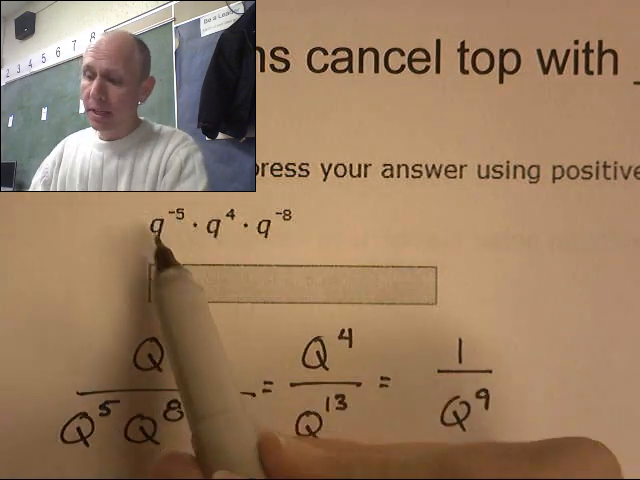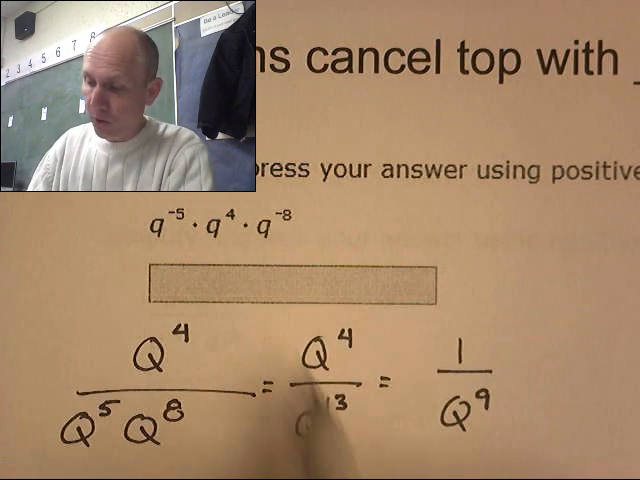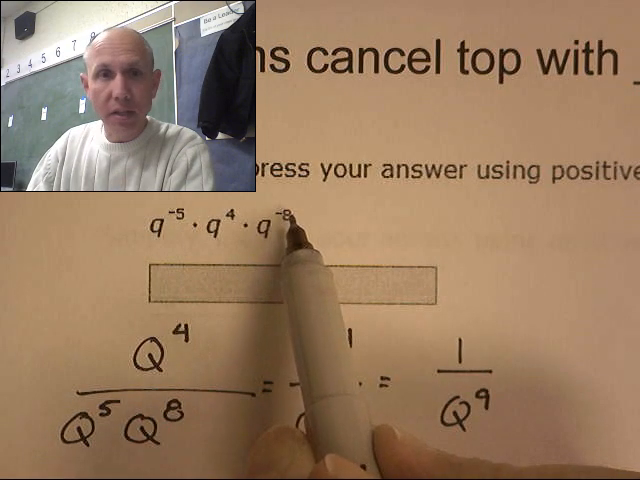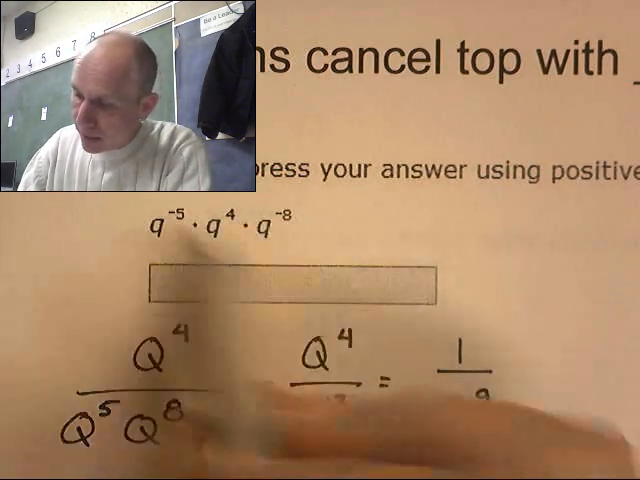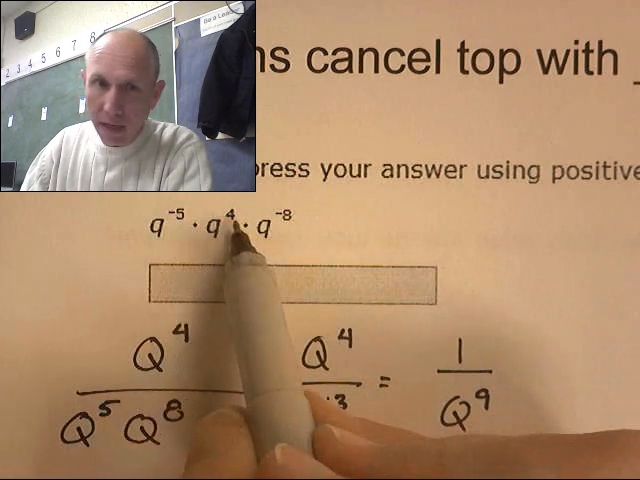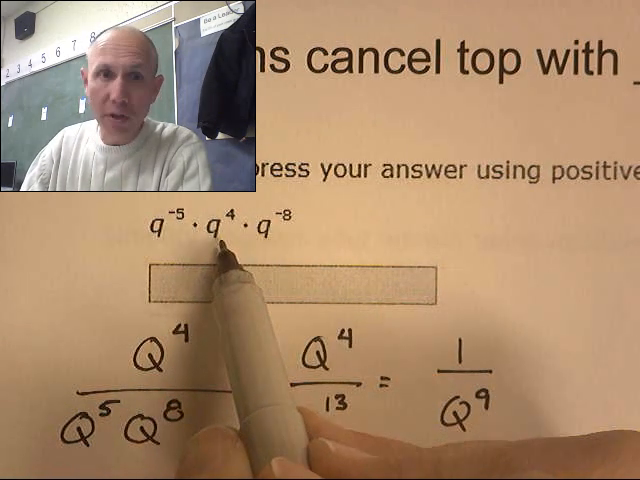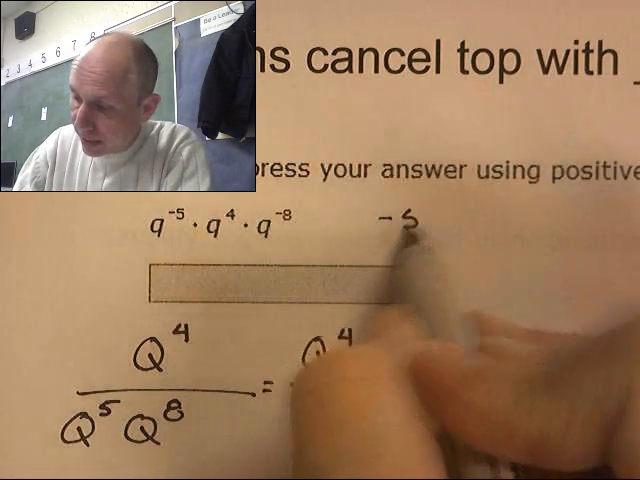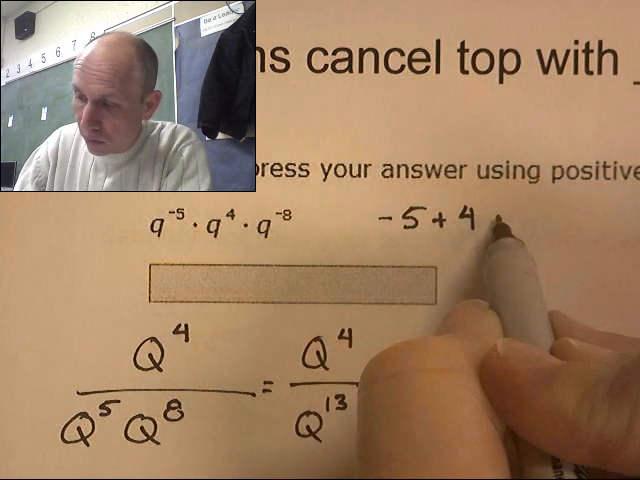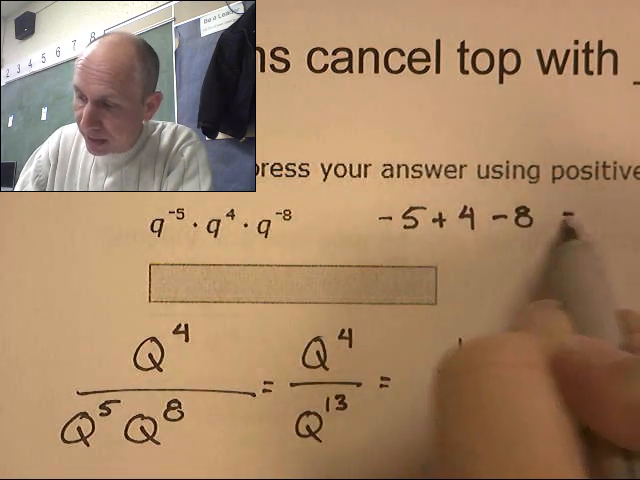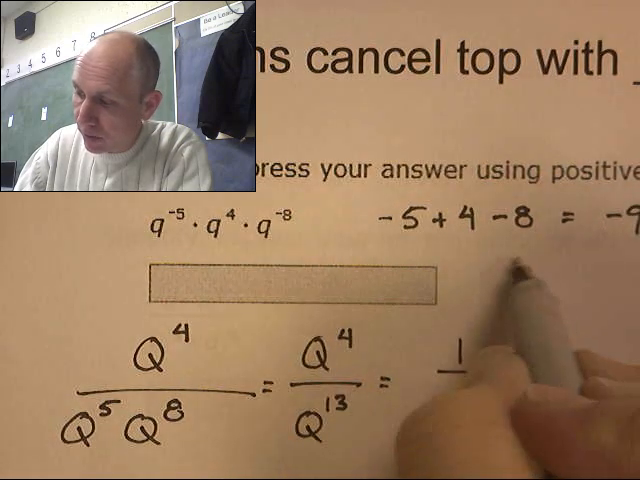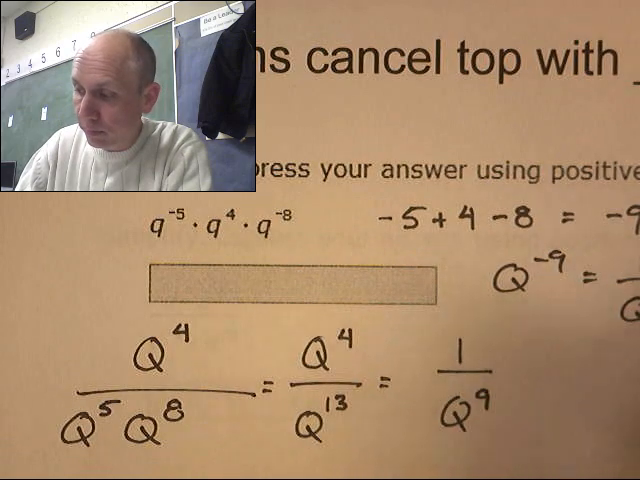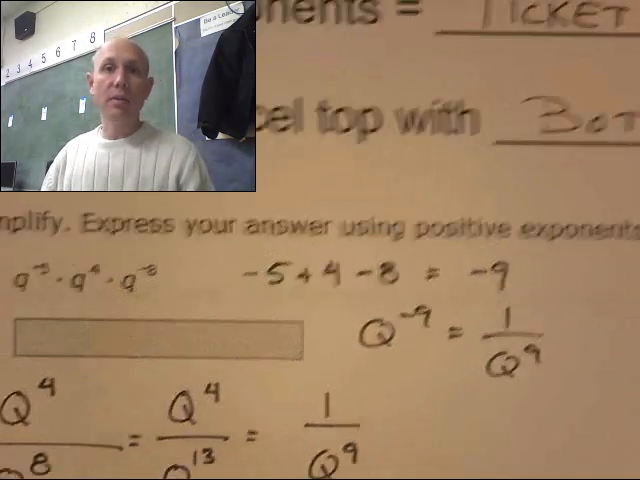The other way is, what is it? Base, base, add, which is what I did right here. Base, base, add. I can just add these top exponents together. If I have a q to the negative 5 plus a 4, that gives me a q to the negative 1, plus a negative 8, that gives me a q to the negative 9. So if I add negative 5 plus 4 minus 8, that gives me negative 9. So I also have q to the negative 9, which is 1 over q to the 9. You can't see it once again.